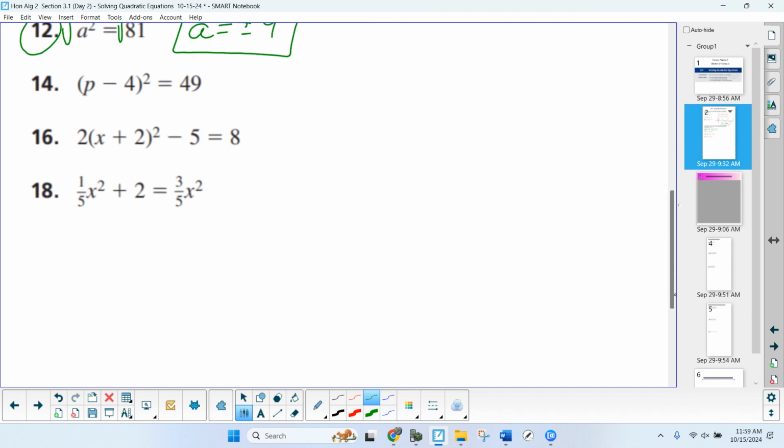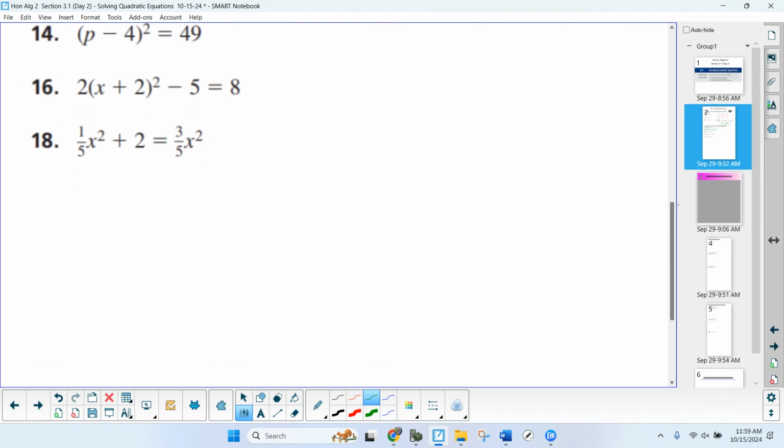Well, just get the x squareds on one side. What are you guys going to do to get the x squareds on one side? 1 minus 1/5 x squared. You got it. Go.